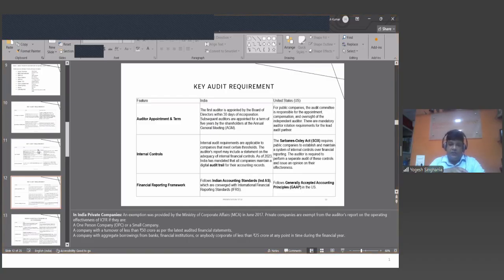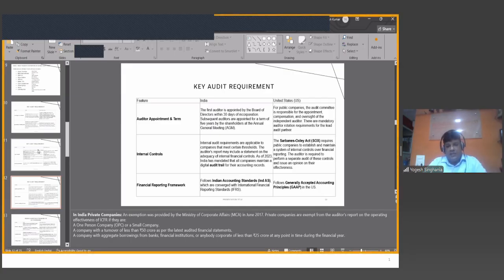Financial reporting framework or accounting standard: India has its own Indian accounting standard, called Ind AS, as well as AS for the smaller companies. These are in line with IFRS. Whereas in the United States, we have US GAAP, or the Accounting Standards Codification, which we call ASC. Those we will understand in a later part of the slide.